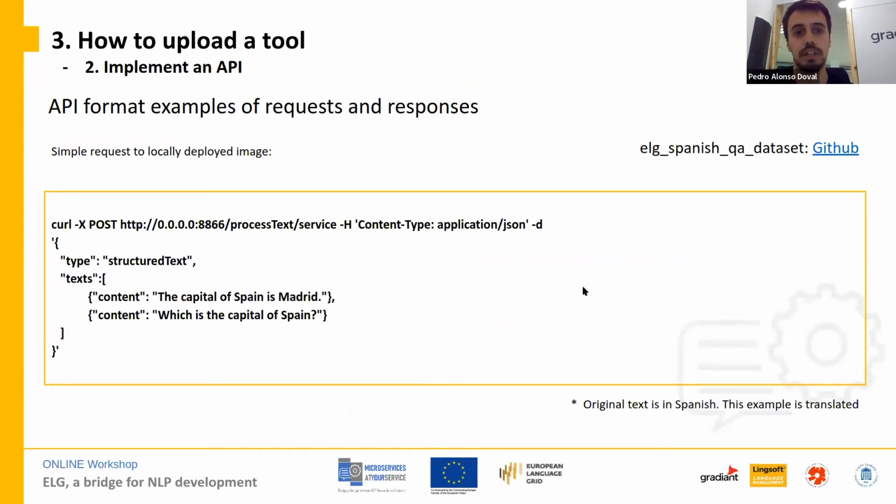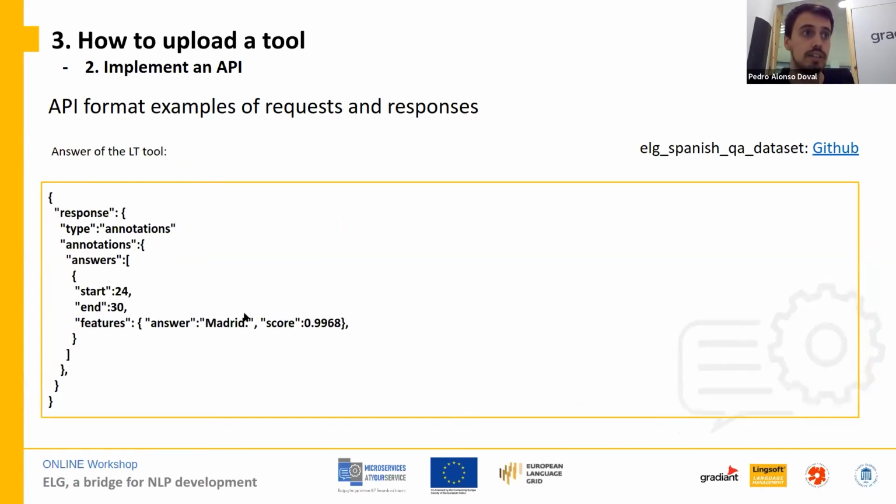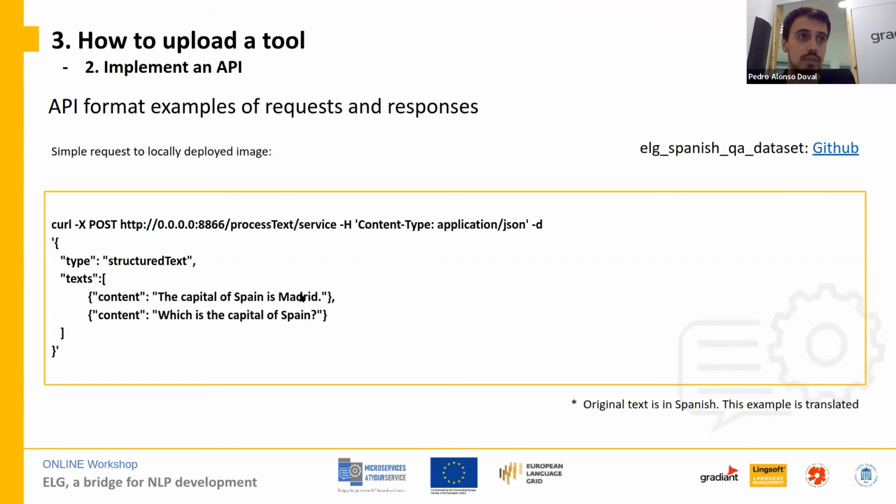So now, from these general structures, we are going to the case of this question answering tool that we are using as an example. We can make to the tool this request of type structured text, where we can say that the capital of Spain is Madrid, and we ask which is the capital of Spain. This is a translation, of course, because I think most of you will understand it better in English, but the original case is in Spanish. So we expect here to get that the answer is Madrid, and the answer obviously is Madrid, and it also says that Madrid is in the position 24 to 30, counting characters. So it is true. If you count here, it is the 24. I'm not going to count it now.